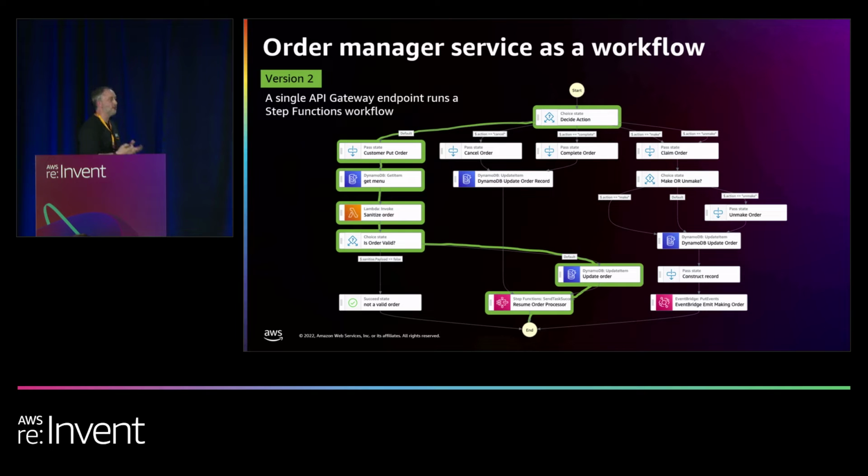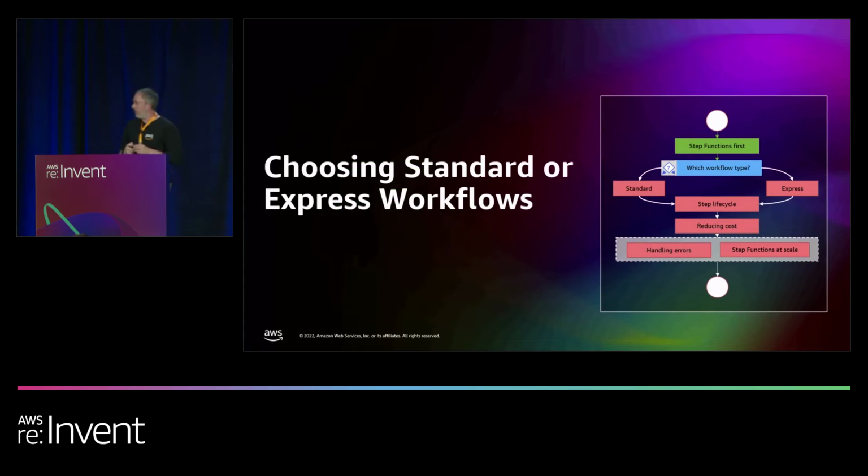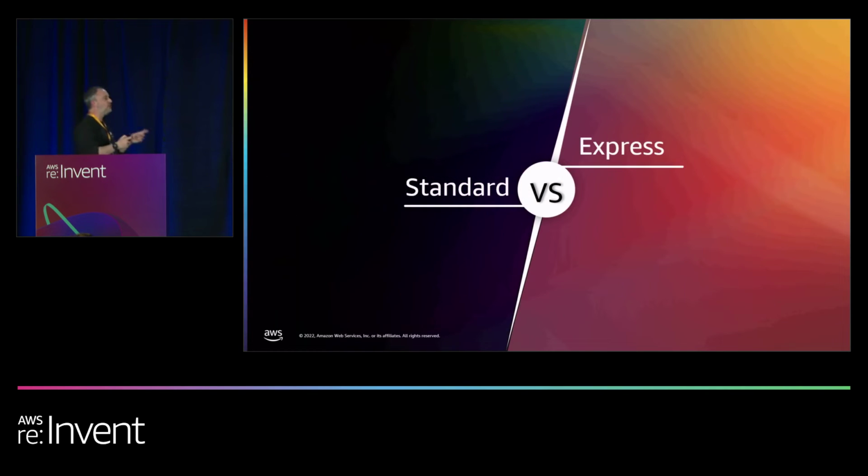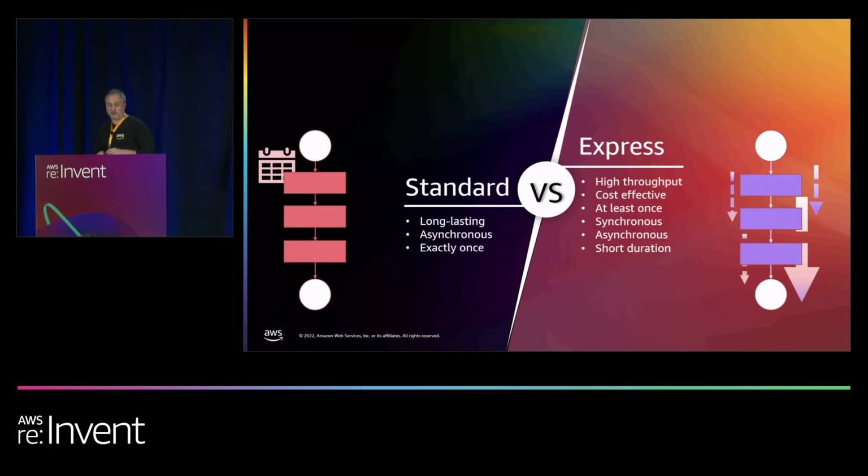Now, we chose to run this as an Express workflow. And that's why I want to talk about why we made that decision next, right? So there's two ways you can run a workflow in Step Functions. You can create a Standard workflow, and you can create an Express workflow. And Standard workflows are what came first. That's the original Step Functions workflow type. These are long-lasting. In fact, they can run for up to 1 year, okay?